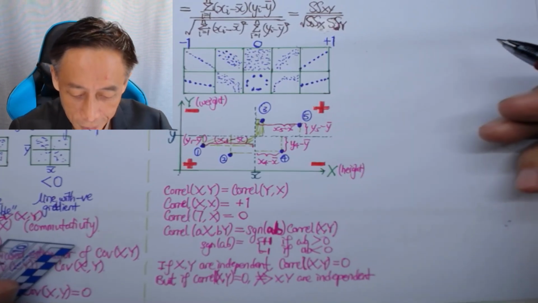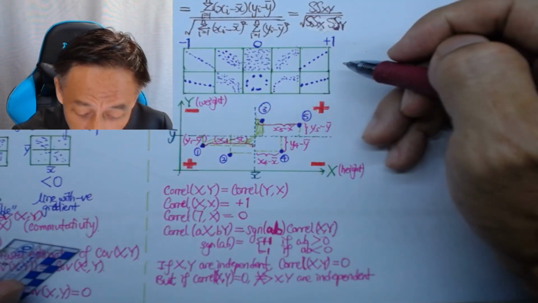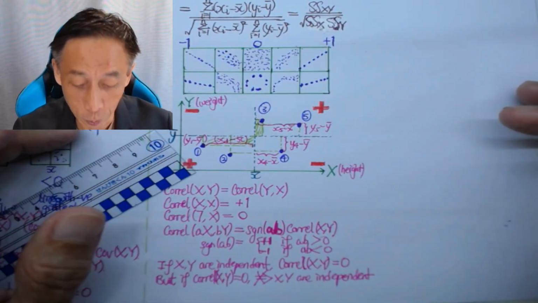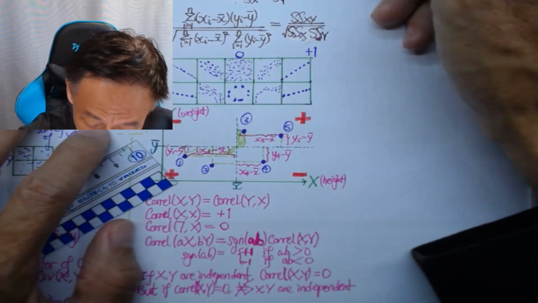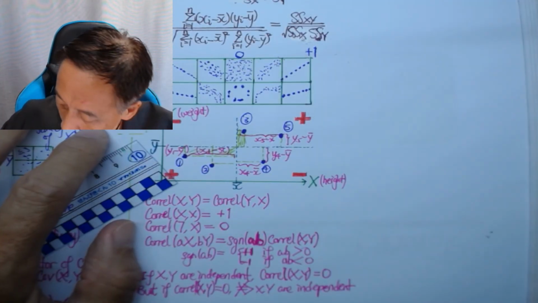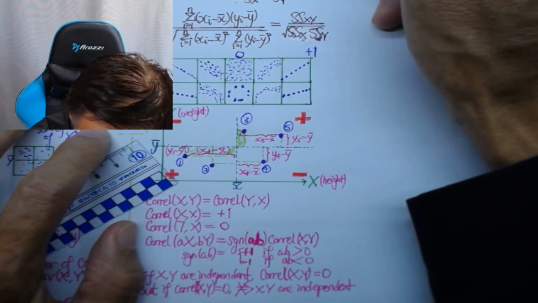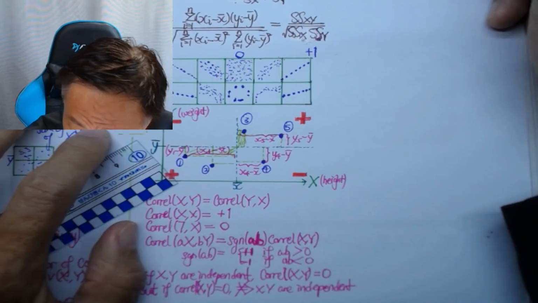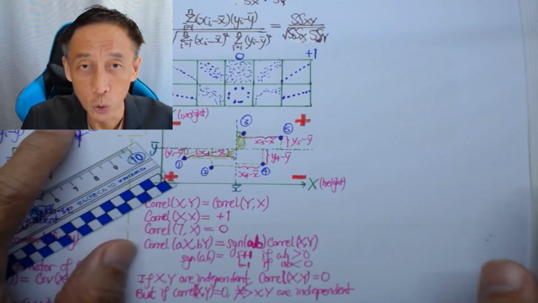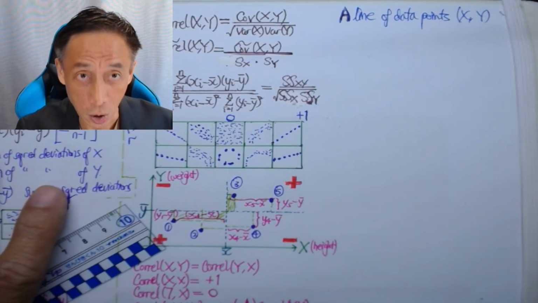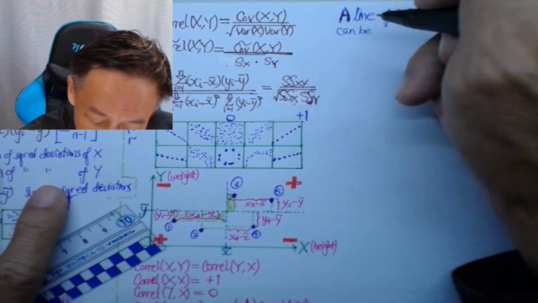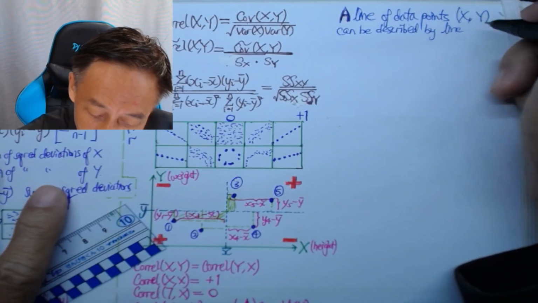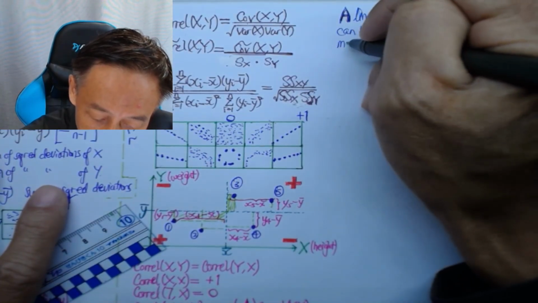What happens if we have a line? Very briefly, the line can be expressed by an equation. So when we find a line of data points, considering only two-dimensional space, so x comma y, weight comma height, a line of data points can be described by a line equation model. We call it a model.